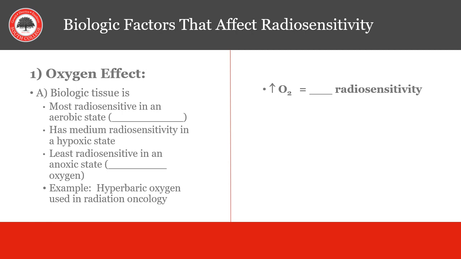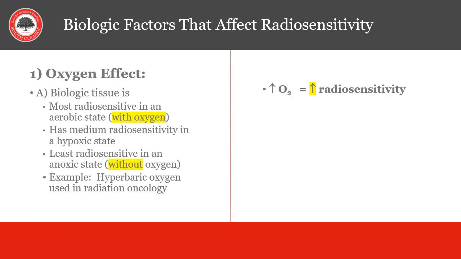So biologic tissue is more sensitive in an aerobic state. What does that mean? Aerobic means with oxygen. So if you increase oxygen, you increase sensitivity, right? So it goes hand in hand. And that means that if you have medium sensitivity, the person's in a hypoxic state. Hypoxic is less oxygen, or a state with decreased oxygen. There's least radiosensitivity in an anoxic state, which means without oxygen.